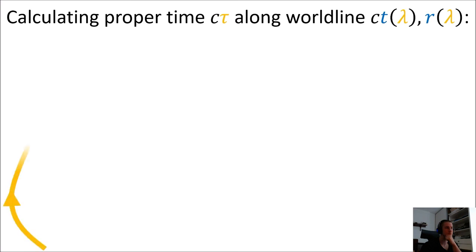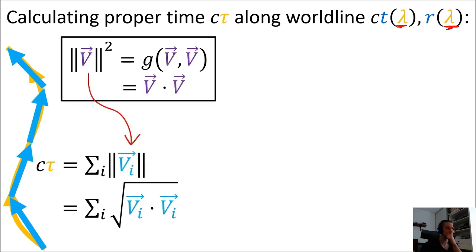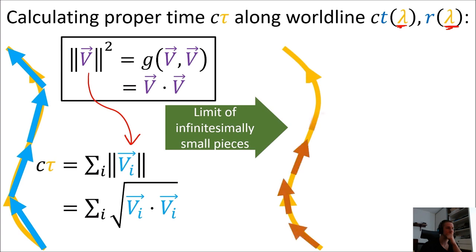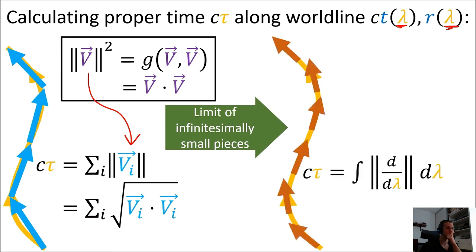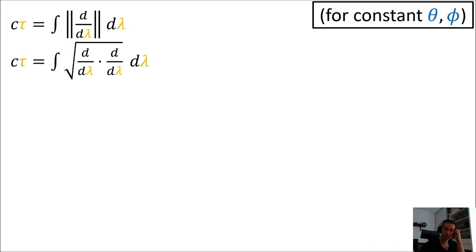To calculate the total proper time along a world line parameterized by a path parameter lambda, we break up the world line into small pieces, measure each piece using the metric, and add the results together. In the limit of infinitesimally small pieces, this is the same thing as integrating over the length of the curve's tangent vectors d by d lambda, which is the square root of the tangent vector dotted with itself. So let's use the Schwarzschild metric to calculate gravitational time dilation.